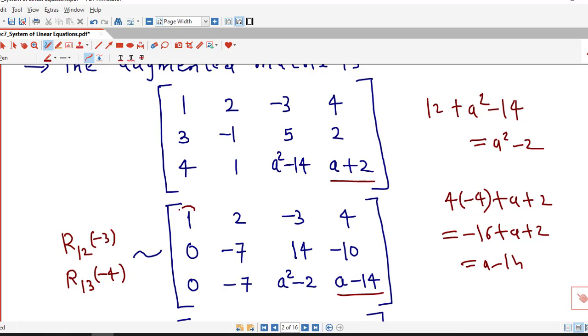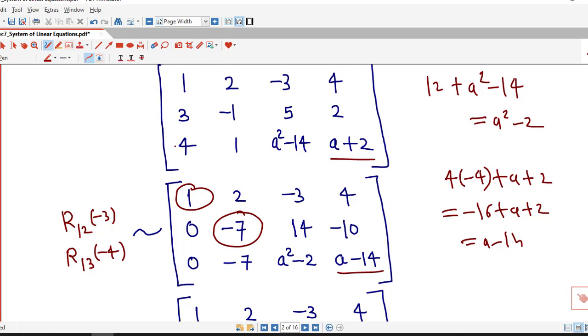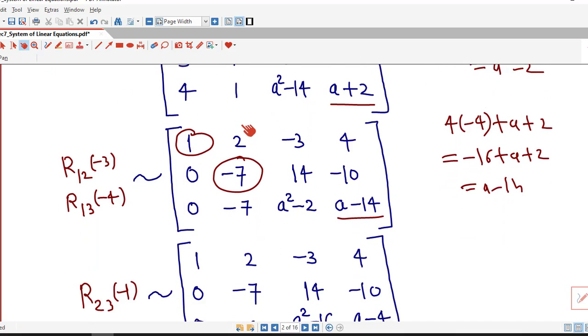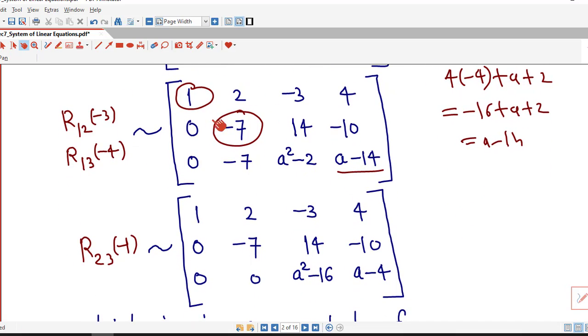So now this is the first non-zero entry of first row. Entries below these are 0. Now we come to the first non-zero entry of second row. So we have to make this 0. So we multiply second row by minus 1 and add in third row. So third row will change. We have written first two rows as it is.